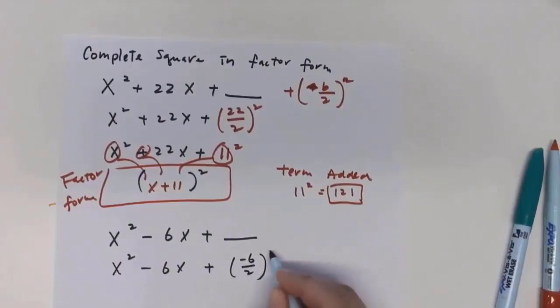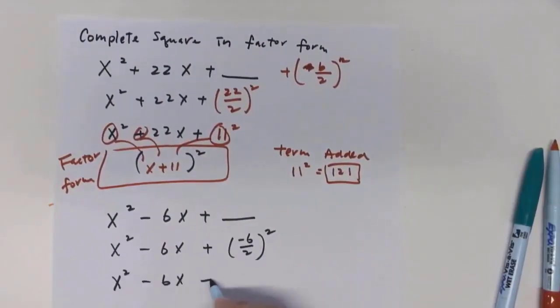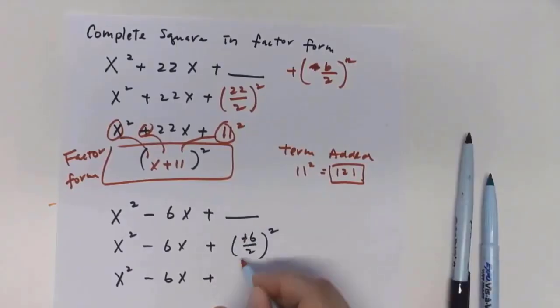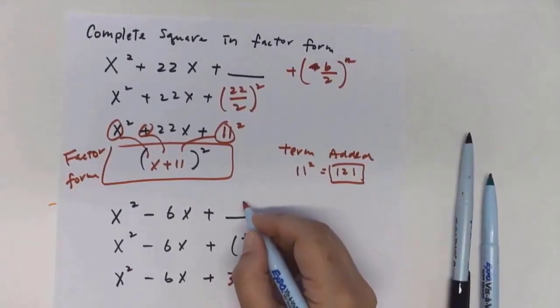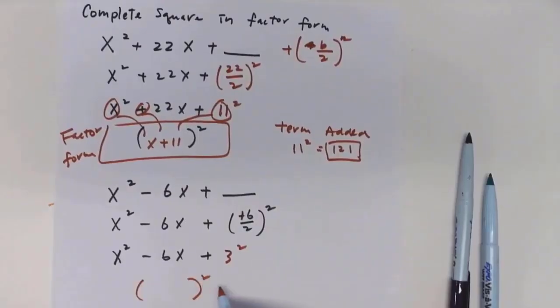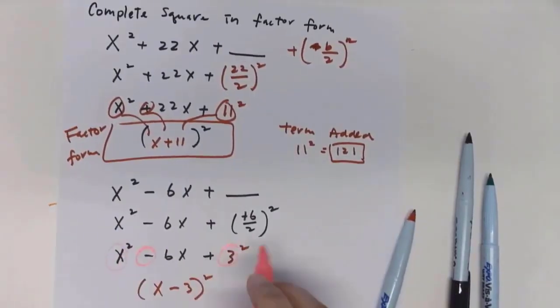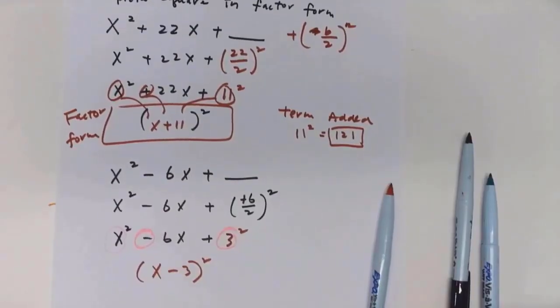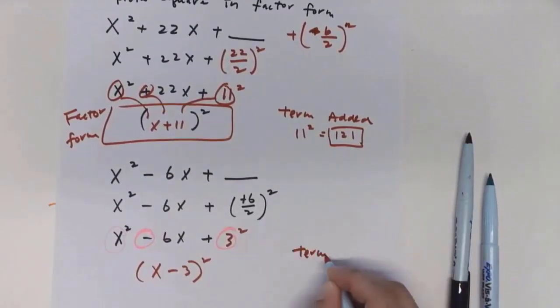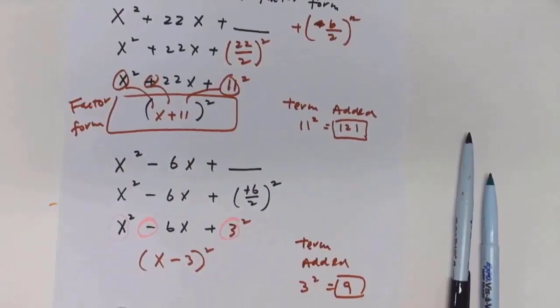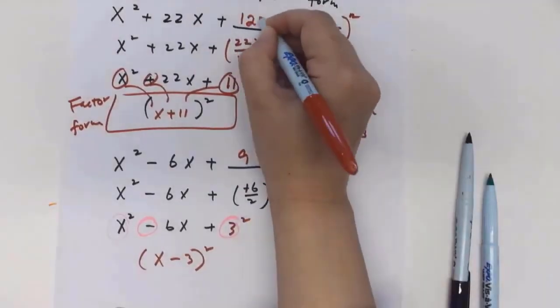Over 2 squared. If I clean that up just slightly, because it's squared, this will turn into positive 6 over 2, which is 3 squared. Is it okay? And we form the perfect square. It's going to have minus 3, because it's going to be this term and this number, still in the square form. And what term did we add there? 9. Okay, so add a 9 here, add a 121 here.